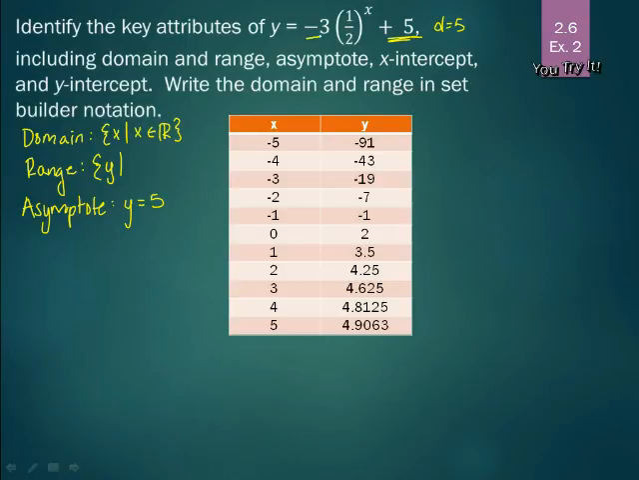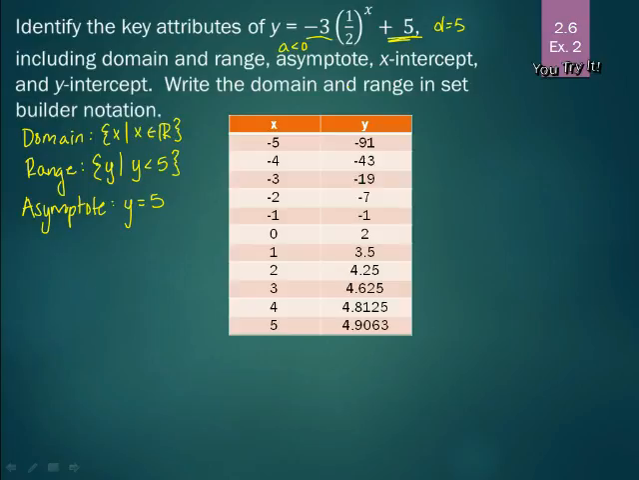And then because a is less than 0, it's a negative number, that means that our function is going down. And so it's actually not going to be going above 5, it's going to keep going down below that. And so we can put y is less than 5.